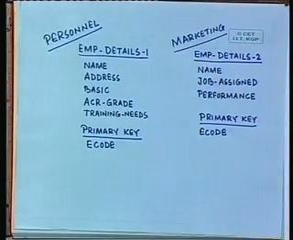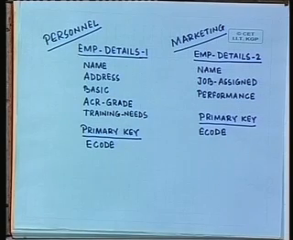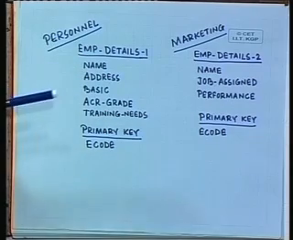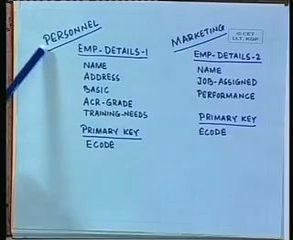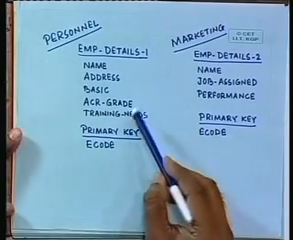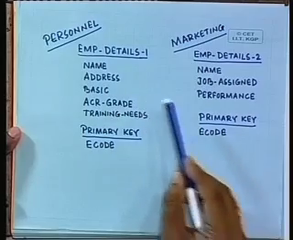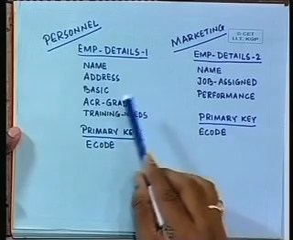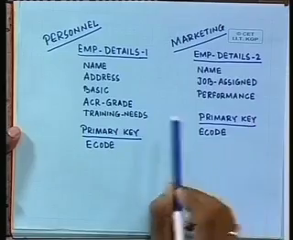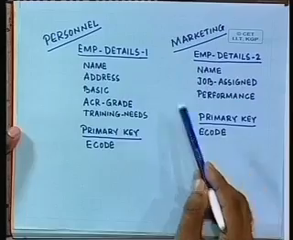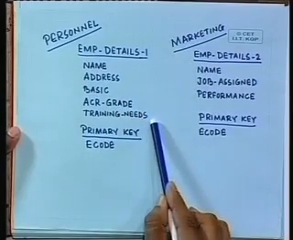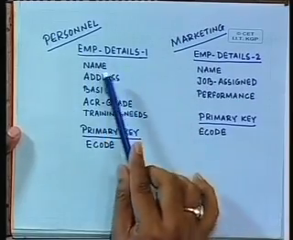Let us just take only 2 departments. Similarly, there may be other departments. The personnel department keeps employee data, that is the name, address, basic pay, the ACR grade and the training needs. Obviously, employee code or E code is the primary key. Now, this ACR grade is confidential information. ACR means annual confidential report. What was the grade given to this employee in his annual confidential report, and what training this particular employee needs? This is what is there in the personnel department details.